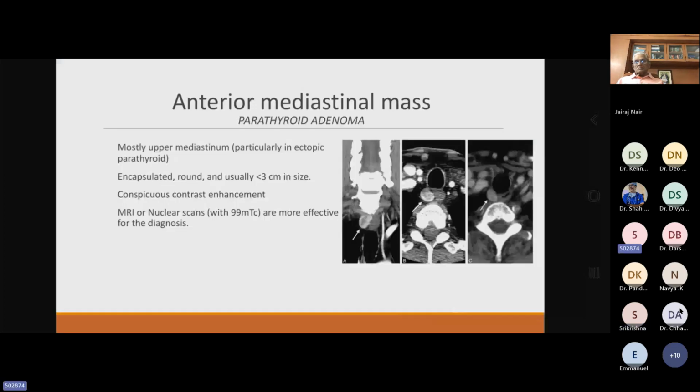Third is the parathyroid adenoma. It is mostly seen in the upper mediastinum, particularly in the case of ectopic parathyroid, encapsulated, round and usually less than 3 cm in size. Conspicuous contrast enhancement is there. MRI or nuclear scans are more effective for the diagnosis.